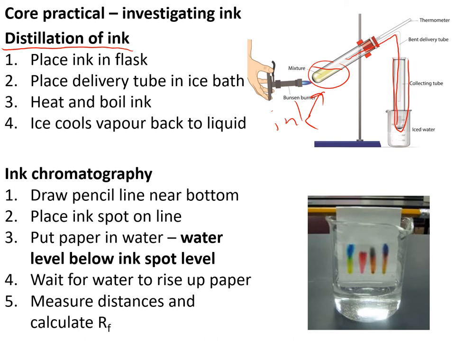We also did chromatography on some different coloured pens. So we drew a pencil line near the bottom. We placed an ink spot on the pencil line. We put the paper in some water, making sure the water was below the level of the ink spot. And then we waited for the water to rise up the paper, and we measured the distances that the ink spots travelled and calculated the RFs. This is quite a messy practical. You don't get nice clear spots. If you look at that, you get something like these sort of big smudges, but it's still enough to see the basic principle. We can still see the colours separating out.